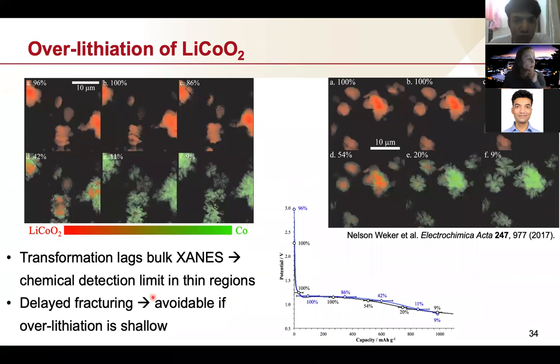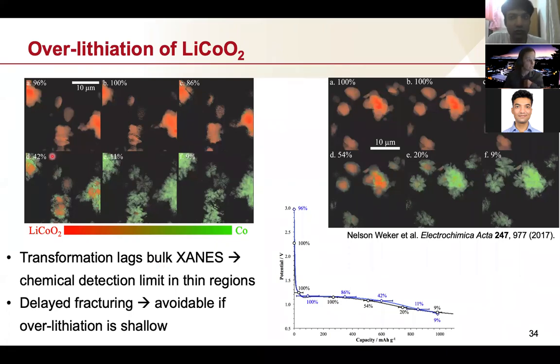So one thing to note is the chemical transformation, these are the first three shots, does lag behind what we see in bulk X-ray absorption. And we think that's due to the chemical detection limit of our imaging technique. So we're not nearly as sensitive as you would be in bulk spectroscopy.